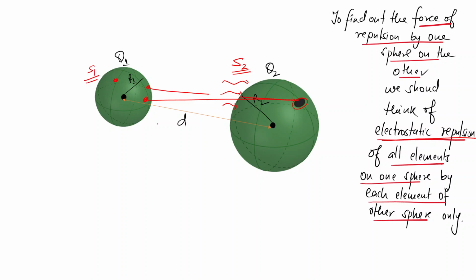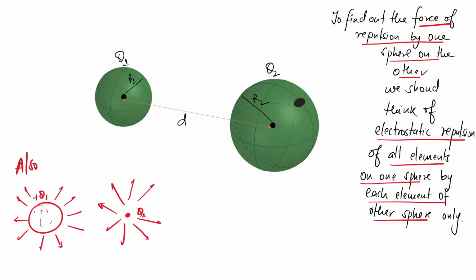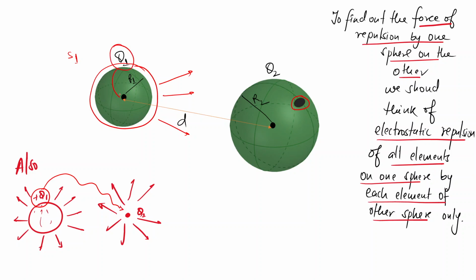Let's say this is S1. So you need to think of these forces only. Also, when you take this element and think about how much repulsion it is going to experience from the whole S1, instead of going one by one, you can just think that the electric field due to this spherical shell is the same as the electric field due to a point charge, the whole charge, centered at this point.